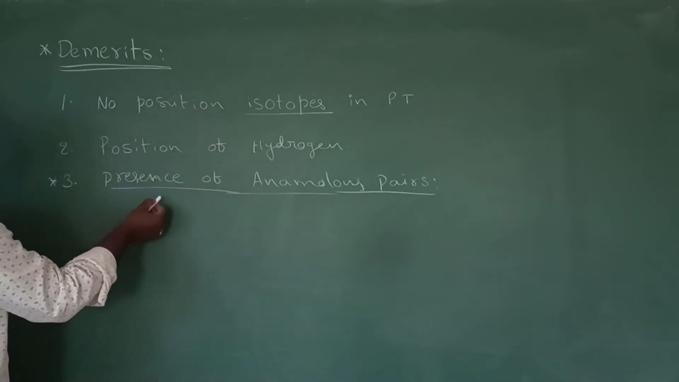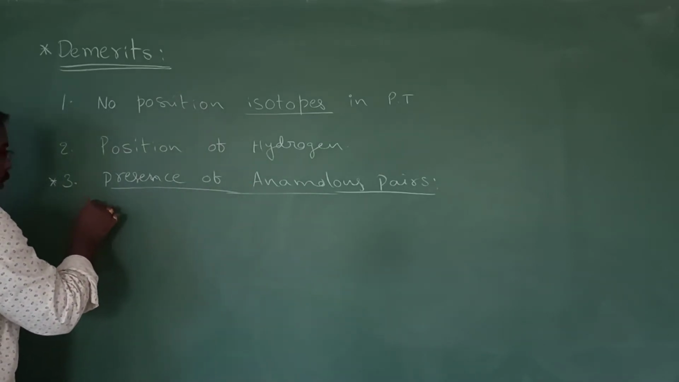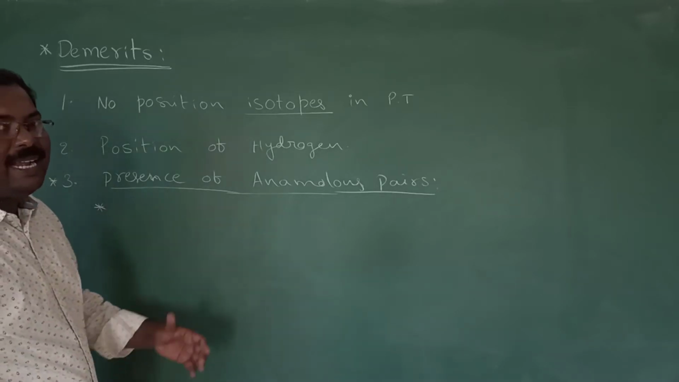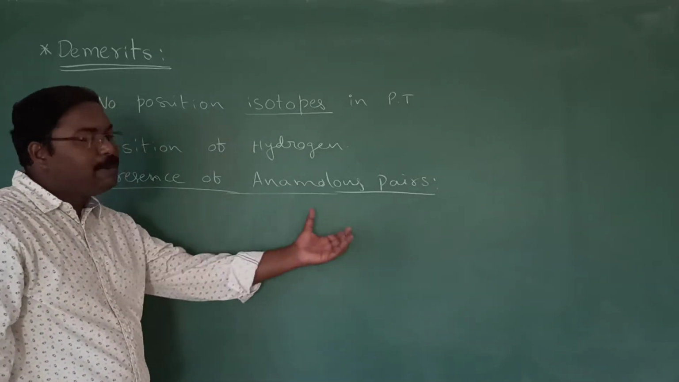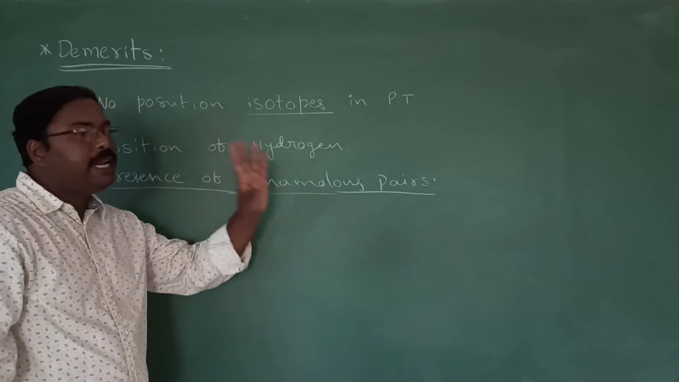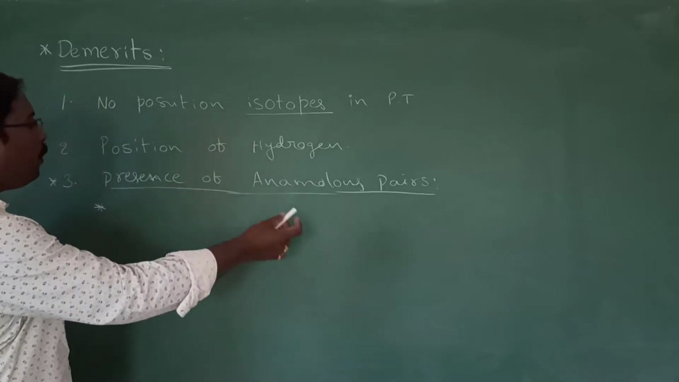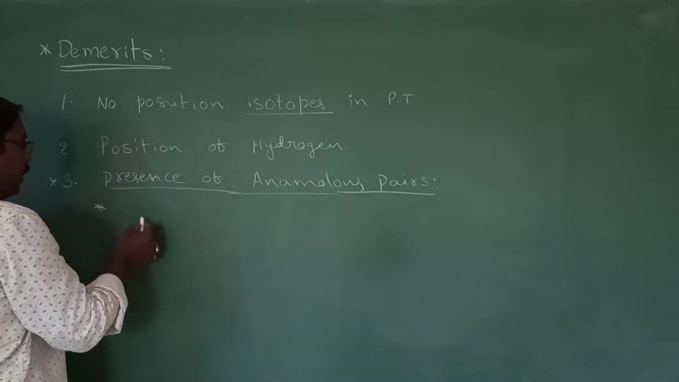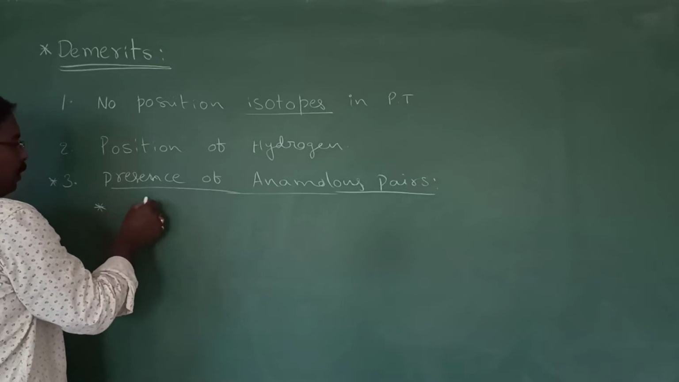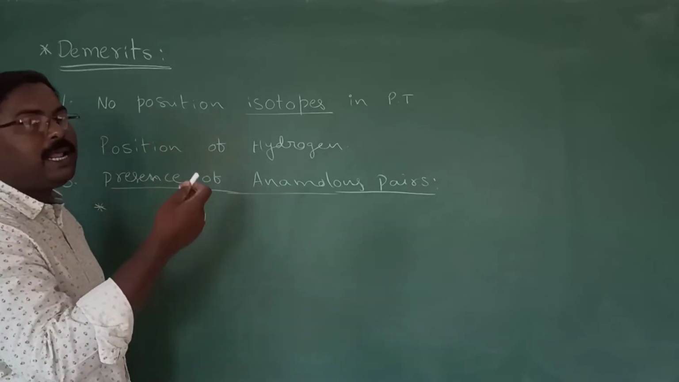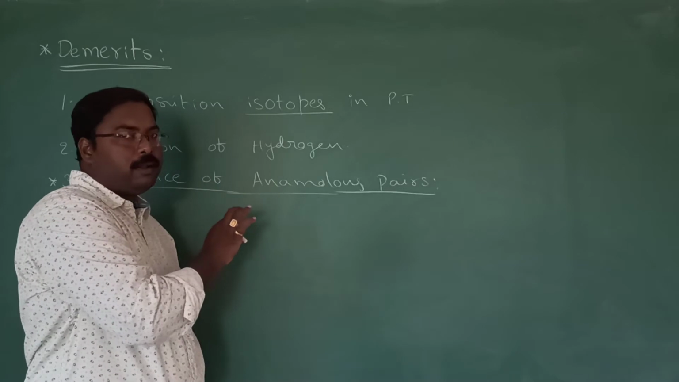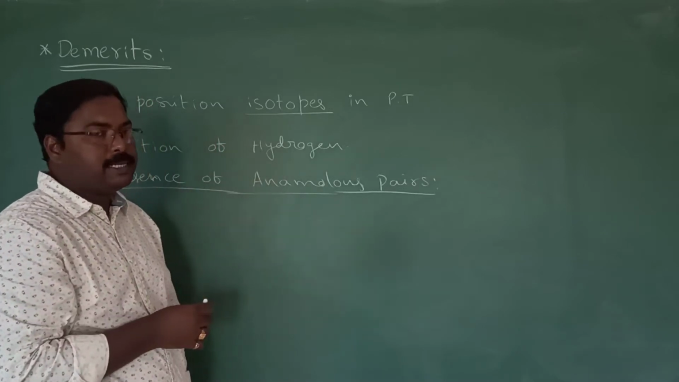Now, coming to the examples for anomalous pairs. First note down in the notes, because later we will get confused about what is meant by an anomalous pair. Let us write clearly in the notes. Anomalous pair of elements is nothing but the pair of elements which are not following the rule. Those are anomalous pairs of elements.